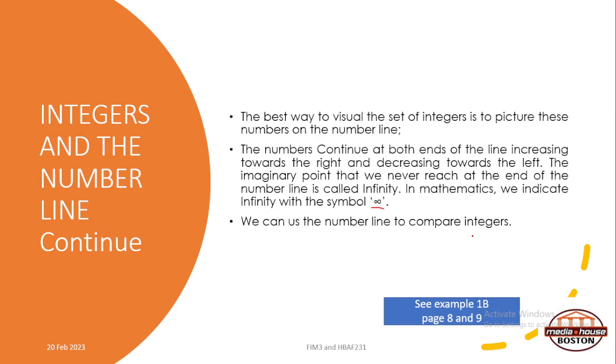In terms of the activities, this is on page 8 in terms of whole numbers, integers. If you take your textbook and open up to pages 8 and 9, you will be able to see the negative numbers, integers, and number line.